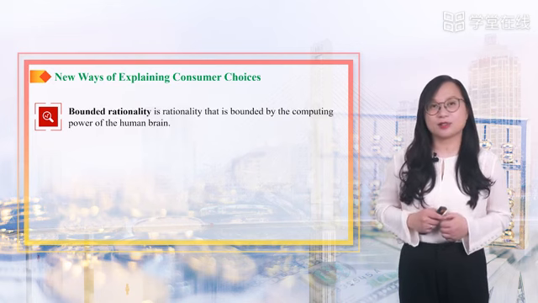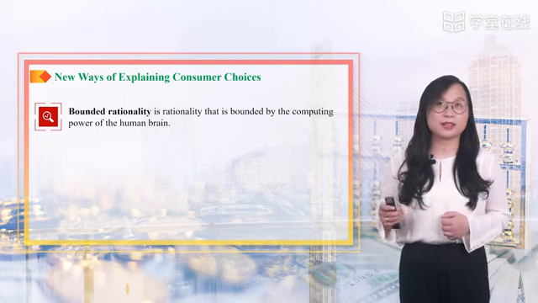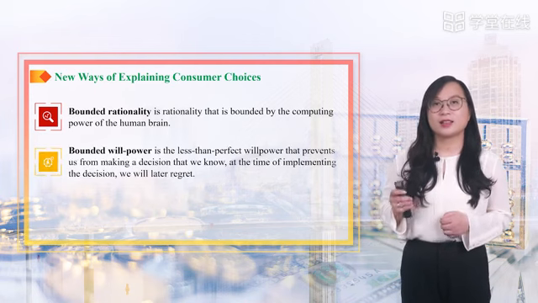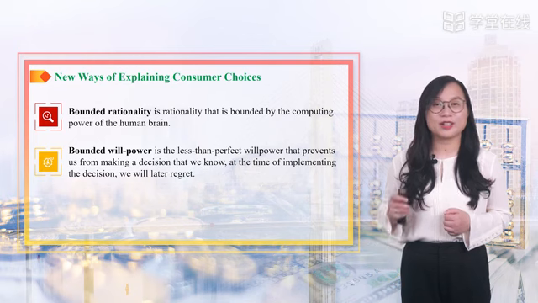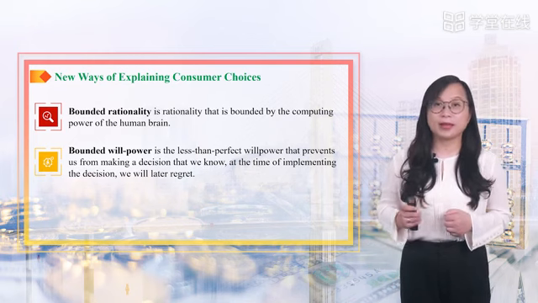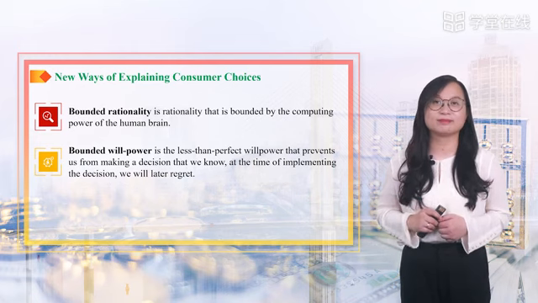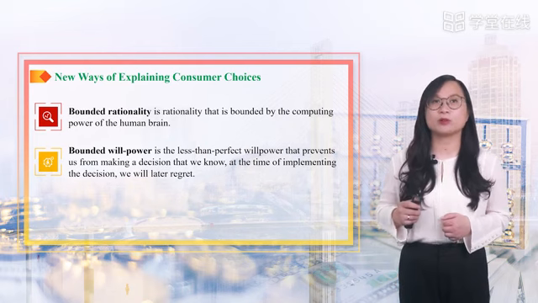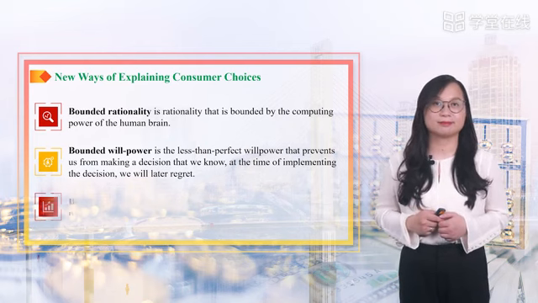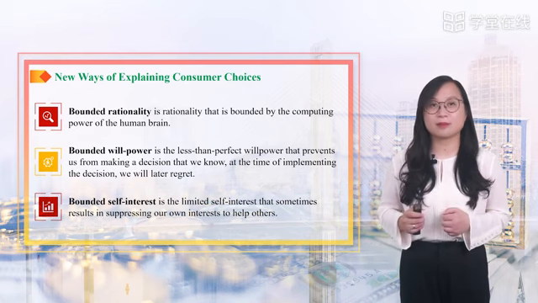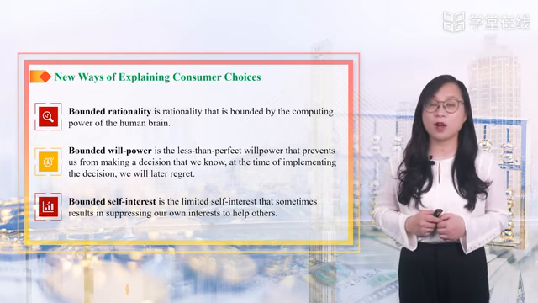Bounded rationality is rationality that is bounded by the computing power of the human brain. And the second, bounded willpower, is less than perfect willpower that prevents us from making a decision that we know, at the time of implementing the decision, we will later regret. Bounded self-interest is a limited self-interest that sometimes results in suppressing our own interest to help others.